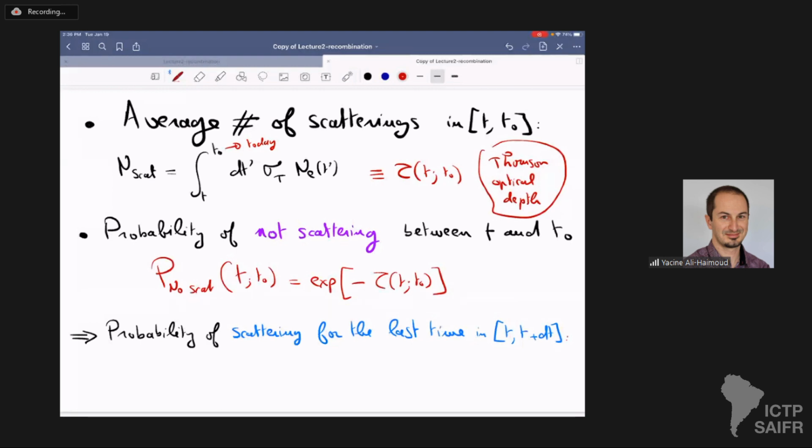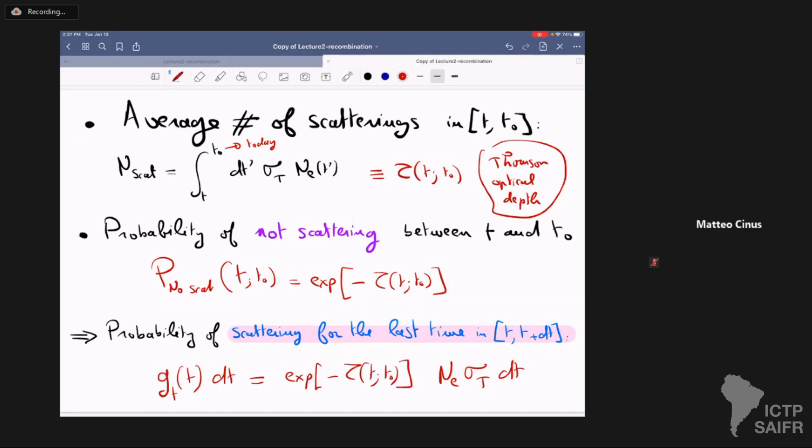And so as a consequence, if I ask what is the probability of scattering for the last time in some time interval, this I will denote by g_T(t). You'll see why I'm using the subscript T. This is going to be the probability of scattering in the interval t to t plus dt, and I want it to be for the last time. So I want to multiply this by the probability of no longer ever scattering between t and t_0.